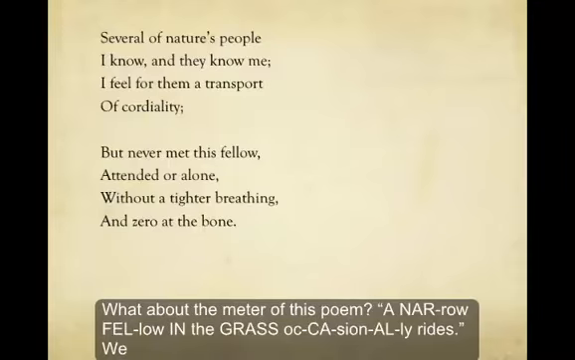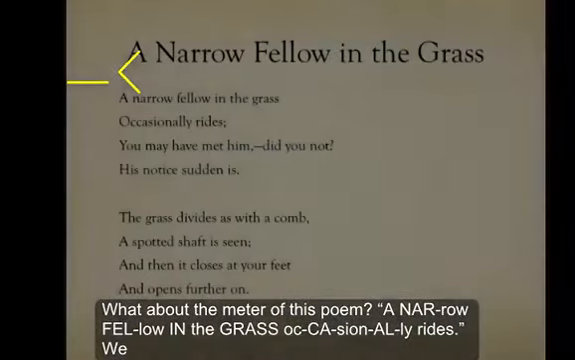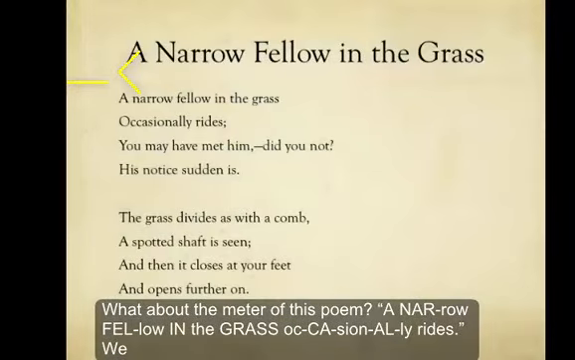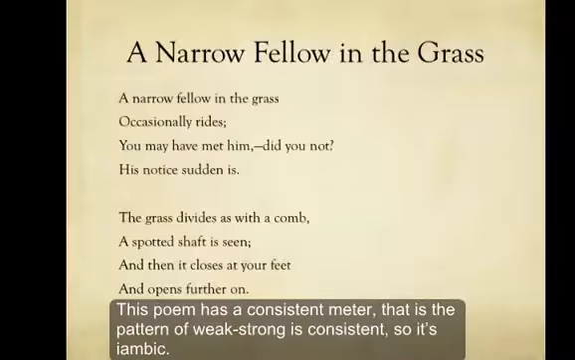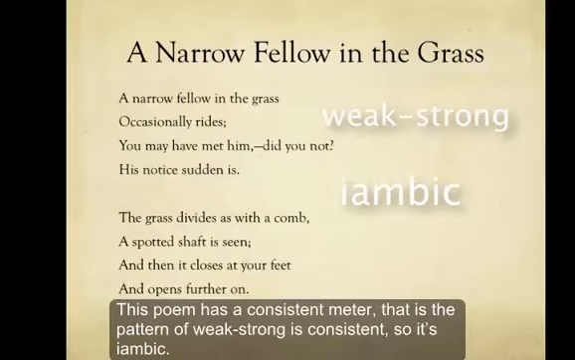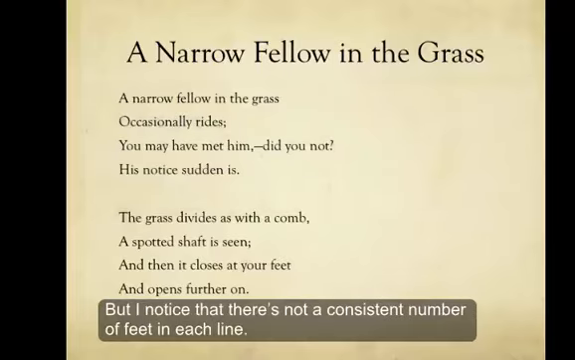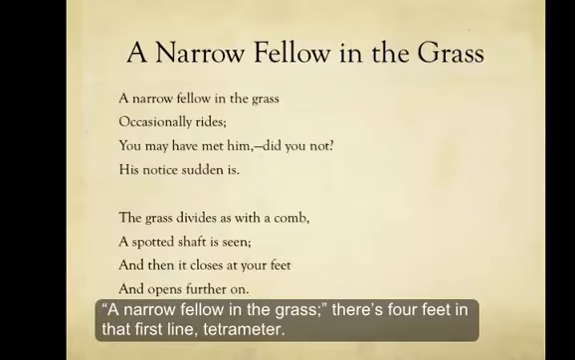What about the meter of this poem? A narrow fellow in the grass occasionally rides. Weak strong, weak strong, weak strong, weak strong. This poem has a consistent meter, that is, the pattern of weak, strong is consistent, so it's iambic. But I notice that there's not a consistent number of feet in each line. A narrow fellow in the grass. There's 4 feet in that first line, tetrameter.